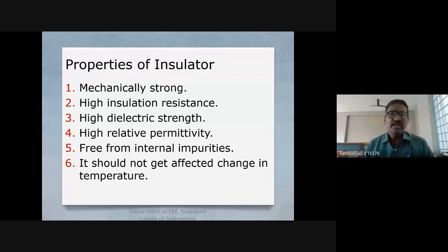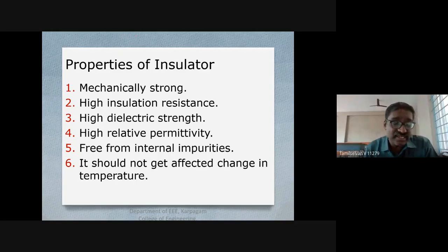But the most commonly used material is porcelain. What are the properties? The insulator should have high mechanical strength to withstand the conductors. It should have high electrical insulation or resistance, and high relative permittivity so that it has high dielectric strength. It should be free from impurities and non-porous. And apart from that, it should have a high ratio of puncture strength to flashover, which we'll see later.